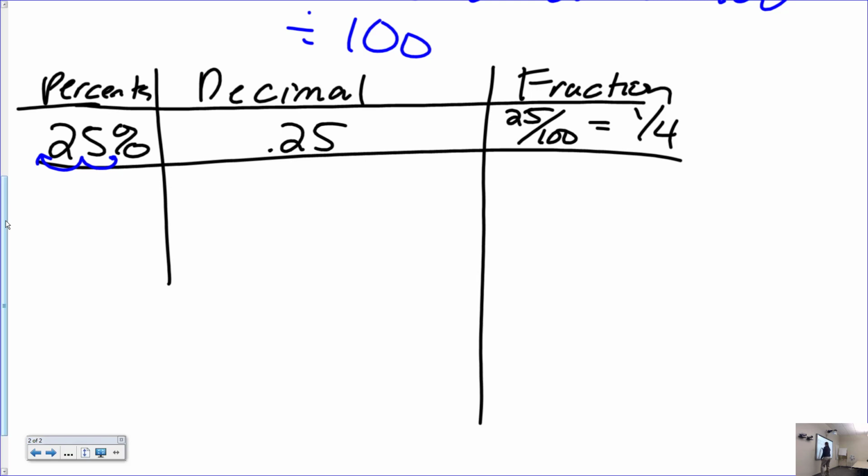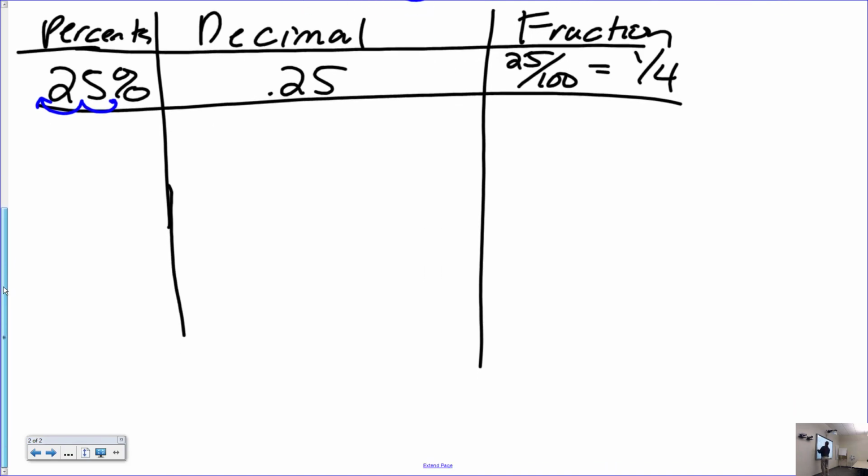Now it gets fun. So, be careful. What if I give you something like 4%? 0.04.